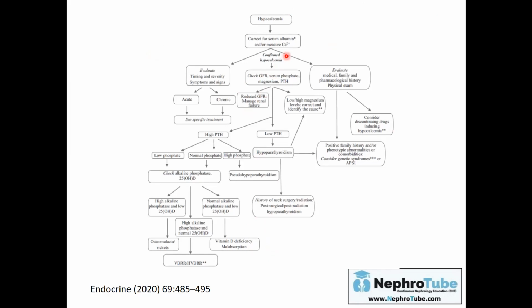If it is total calcium, you have to check first the serum albumin level, because if there is hypoalbuminemia, you have to correct serum calcium. Then you have to check GFR, serum phosphate, magnesium, and PTH. If there is renal failure, so mainly the cause of hypocalcemia is renal failure.